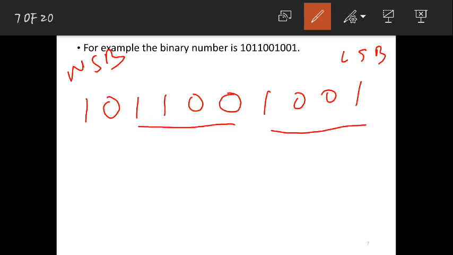Next, only 2 bits are remaining. Now only 2 bits are remaining, but I wanted to make a group of 4 bits. So that means I need to add 2 more bits, because 2 more bits were less here to make a 4 bit group. So I added 2 more zeros and I made this as a group.